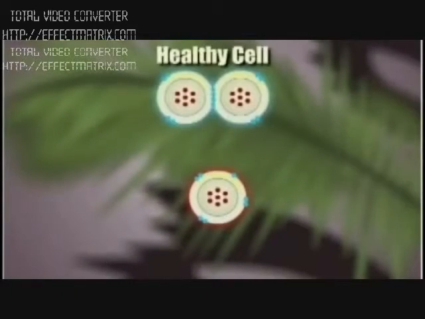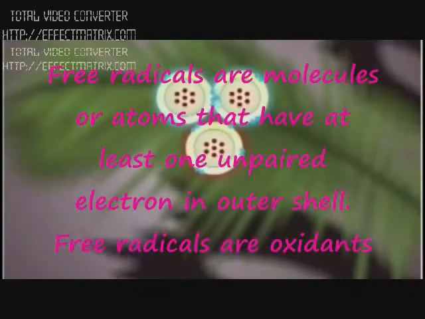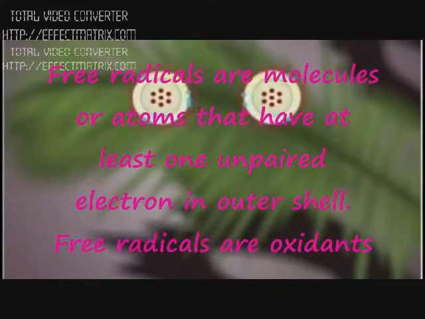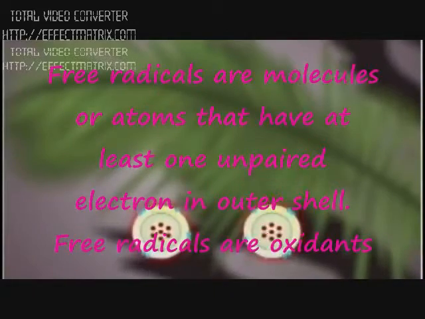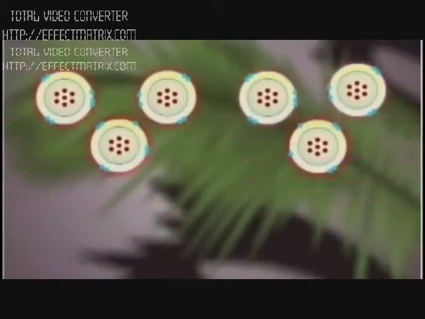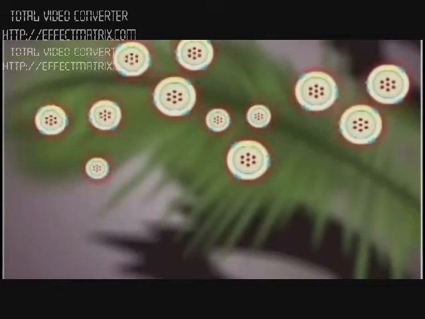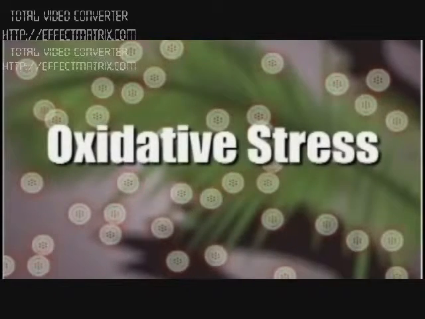These free radicals will start attacking healthy nearby cells in an attempt to replace their missing electron. When the attacked molecule loses its electron, it becomes a free radical itself. This can cause a chain reaction to occur, resulting in the disruption of millions of nearby molecules. This chain reaction is known as oxidative stress.